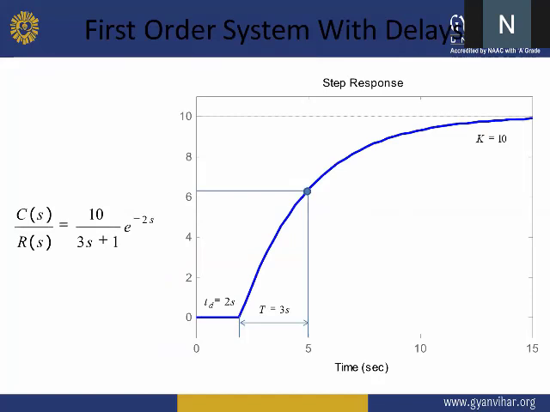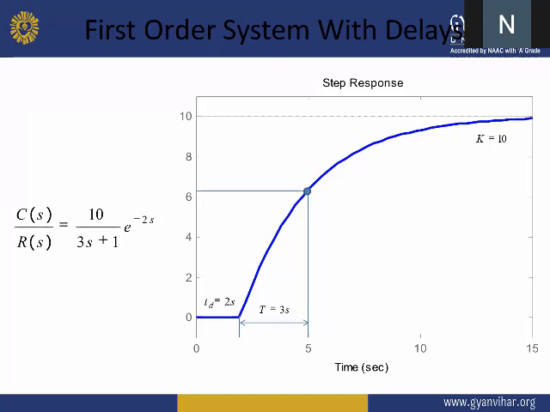Now look at this. This is the step response with the delays. For example, let's say the transfer function is given by 10 upon 3s plus 1 into e to the power minus 2s. When we plot this, we will get a delay of how much? 2 seconds. For 2 seconds, no response will be provided to you. But after 2 seconds, the response will start coming out. The response will be 0 for 0 to 2 seconds, and it will continue from later stages. Here the gain is K equal to 10.